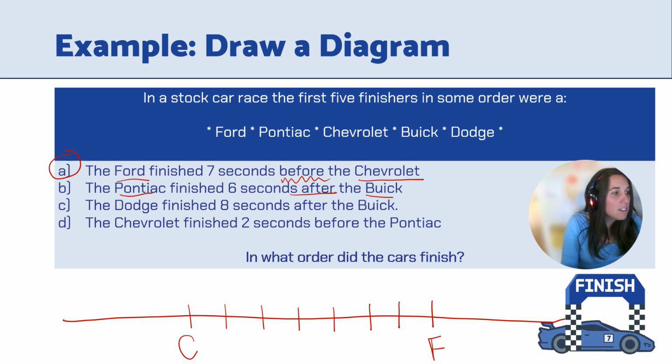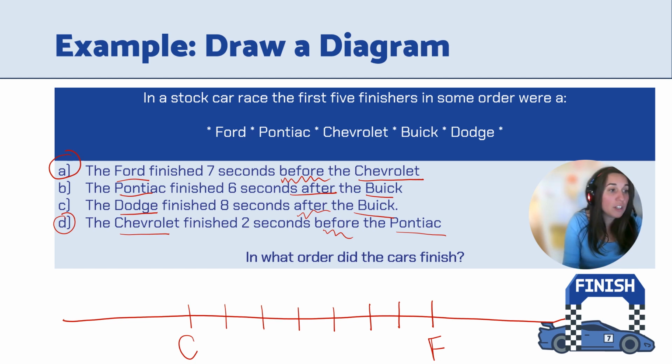So the next clue says that the Dodge finished 8 seconds after the Buick. Again, if I look back down at my diagram, I don't have Dodge or Buick on there, so I'm going to go to the last clue. Hopefully that one will help me. So here at the last clue, it says the Chevrolet finished 2 seconds before the Pontiac. I do have my Chevrolet plotted on there, so I can work with this clue.